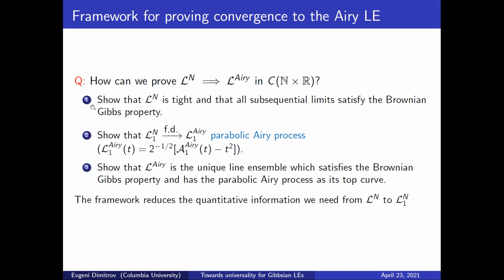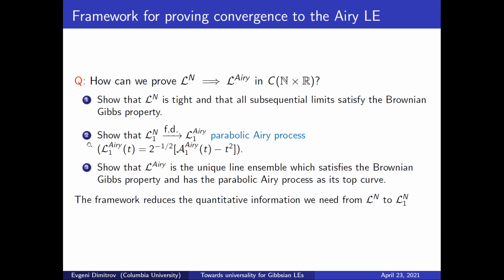So the first part, in order to show that some sequence of line ensembles converges to the right objects, you want to first of all show that that sequence is tight, so that you have some subsequential limits. And then you also want to show that all subsequential limits satisfy the Brownian Gibbs property that the limiting object has. So typically the objects that we work with are already discrete Gibbsian line ensembles. So they have a discrete Gibbs property that formally limits to the Brownian Gibbs property. So this is why we suspect this thing to be doable.